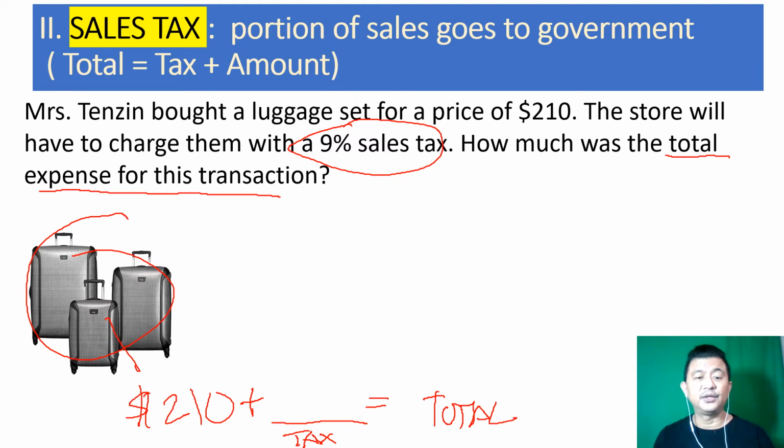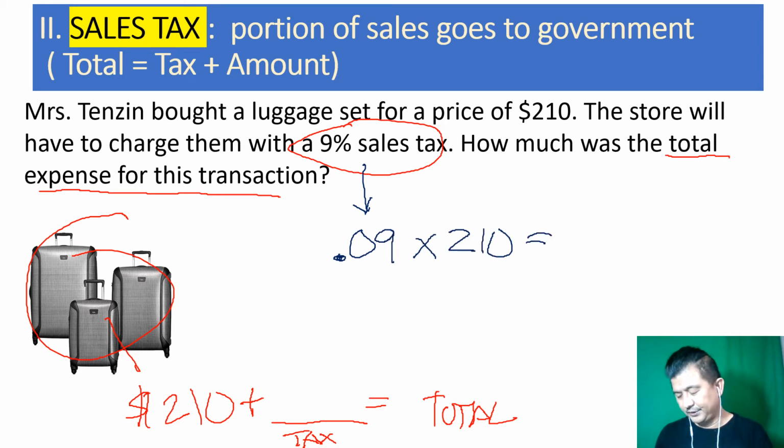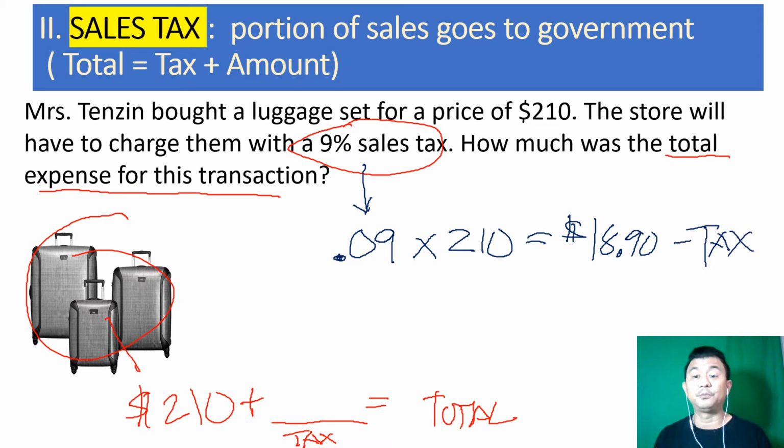All right, so let's now solve for the tax. The tax would be easy because it already says 9%. Let's use the decimal: 0.09 times 210. You will get 18.90. Okay, 18.90 is the tax you'll have to pay. So Mrs. Tenzin should not go in the store with exactly $210. She has to have extra money.